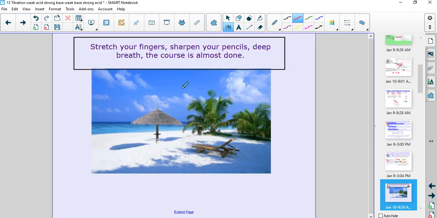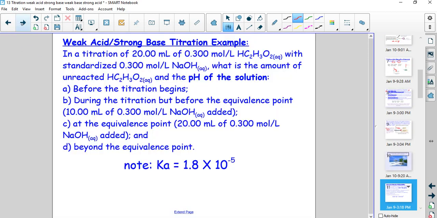Okay, now let's get to some nitty-gritty details here. Let's continue. So this is a weak acid, strong base titration example. We're going to spend the rest of this lesson on this one example with the 4 points. Again, we're only going to do the first point.